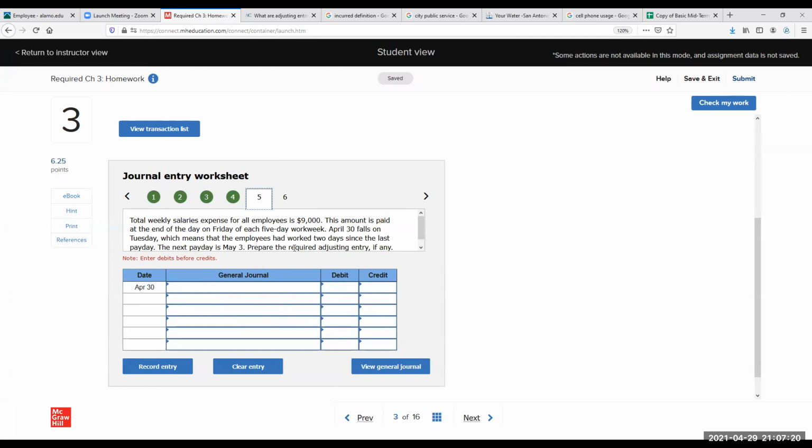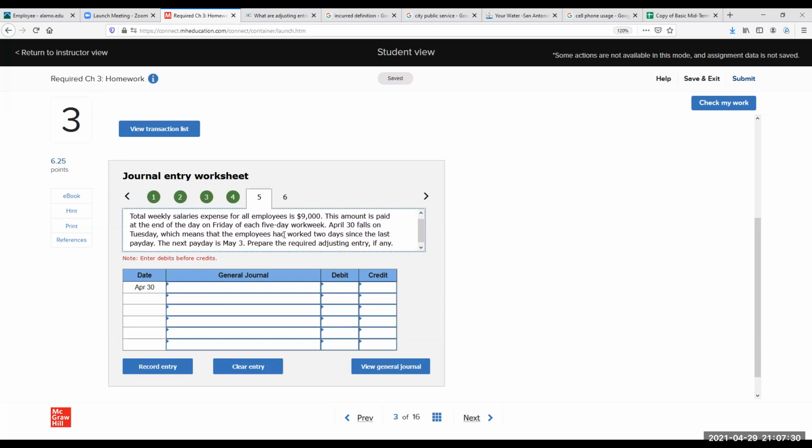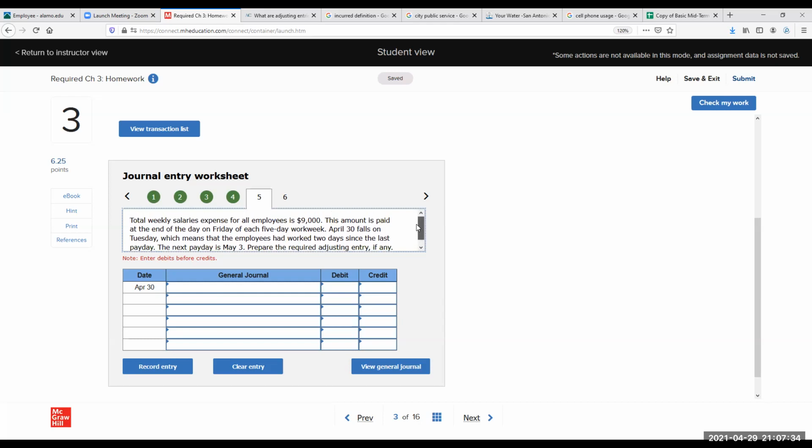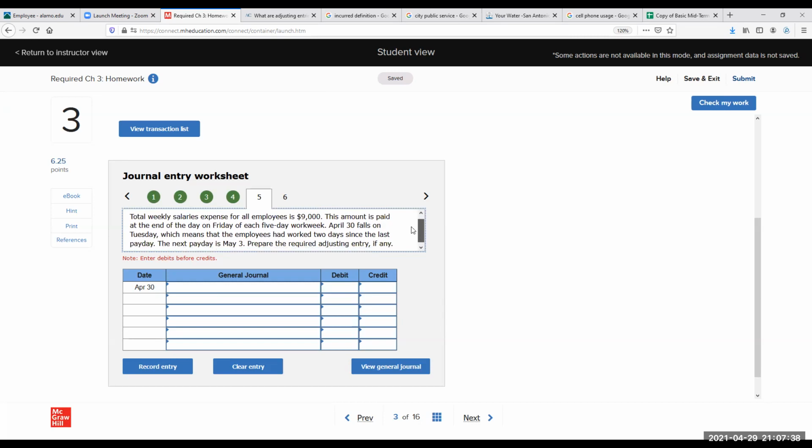Total weekly salaries expense for all employees is $9,000. The amount is paid at the end of the day on Friday for each 5-day work week. April 30th falls on Tuesday, which means the employees had worked 2 days since the last payday. The next is May the 3rd. Prepare the adjusting entry, if any. So they're $9,000 for a 5-day work week. It's 1,800 per day.